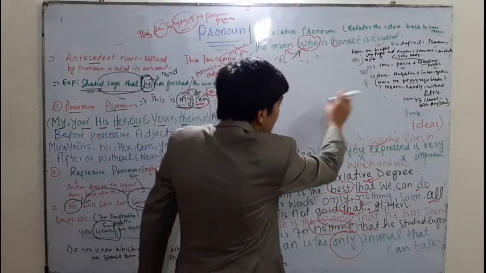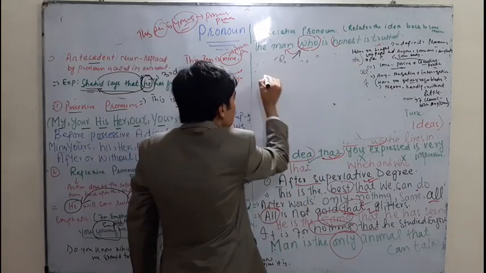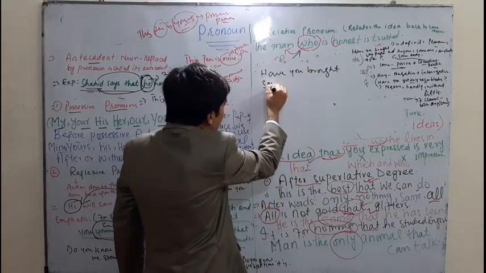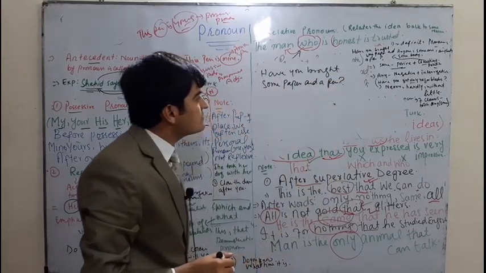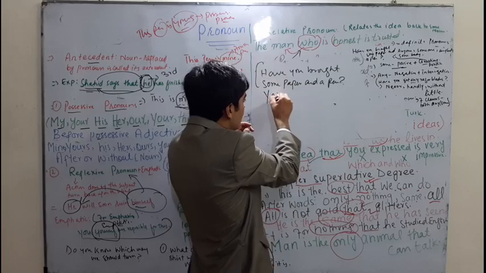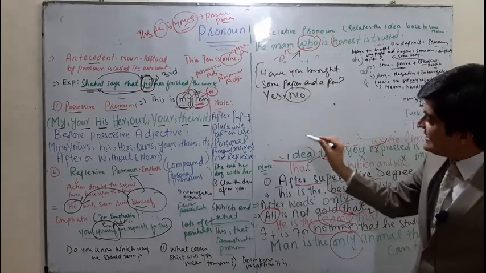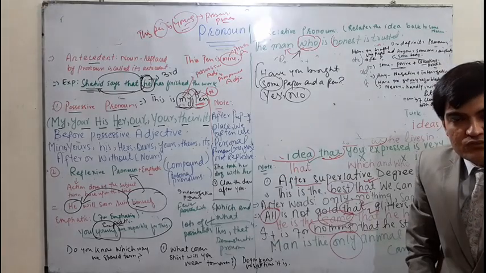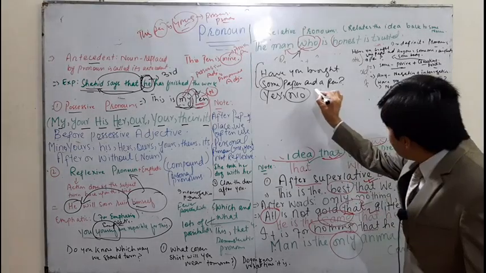Gentlemen, I have said that some is used in positive and question sentences. Look at this sentence. Have you brought some paper and a pen? Gentlemen, whenever the expected answer of this question is yes, the question that I am asking, have you brought some paper and a pen, the expected answer is yes. So in such a question, we use some.